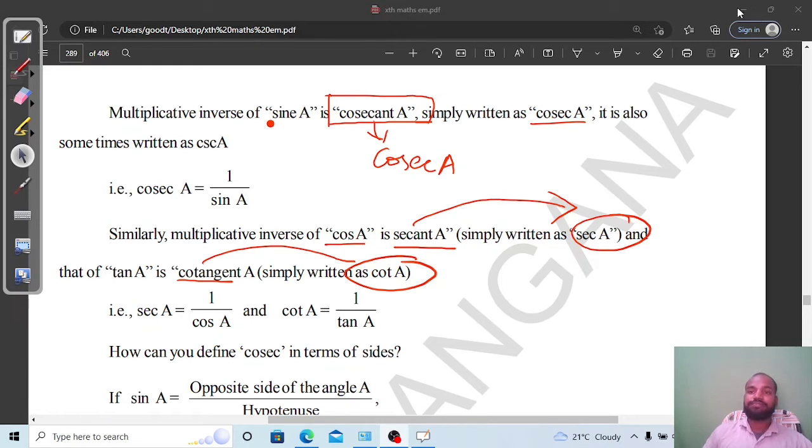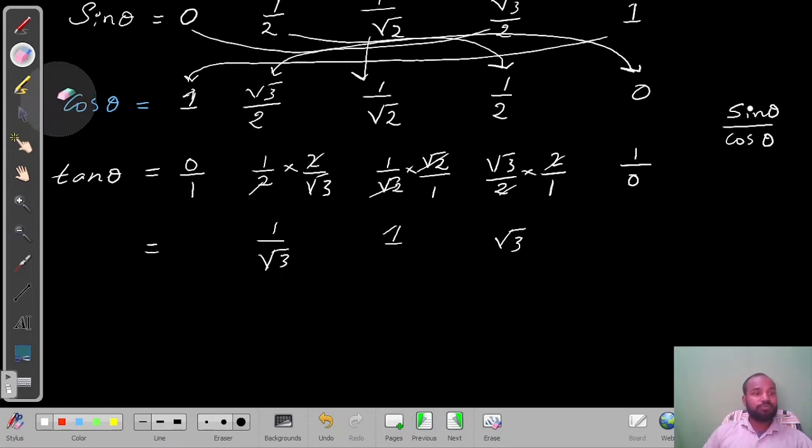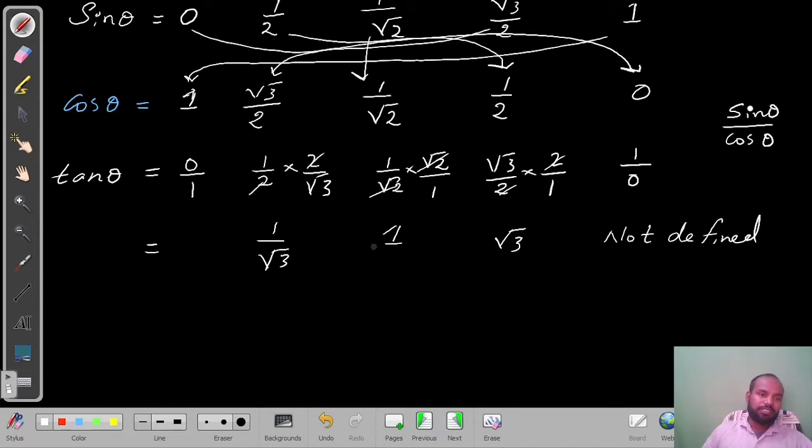Now see here, if these values are very clear, then I will jump ahead. Next one is tan 90, right? Tan 90 is 1 by 0. What is 1 by 0? 1 by 0 is nothing but we can't define the value. The value is not defined. And this is 0, right? 0 by 1 is 0. So are you clear? These are the tan values.